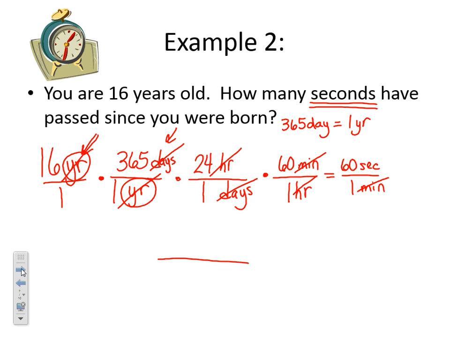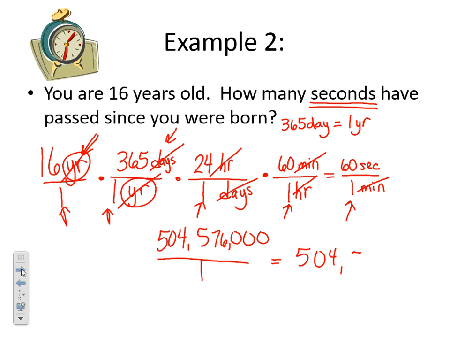If I multiply 16 times 365 times 24 times 60 times 60, I get the answer 504,576,000. Now, in the denominator, if I take 1 times 1 times 1 times 1 times 1, well, that's just 1. So in essence, our answer is 504,576,000. And units, again, seconds. So if you're 16 years old, that's how many seconds have passed since you were born.